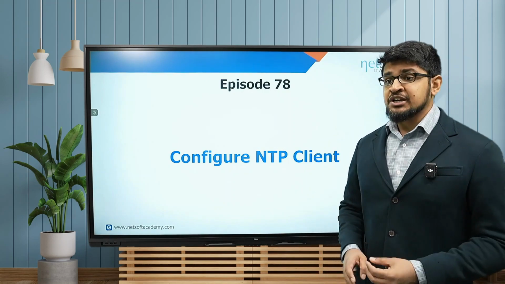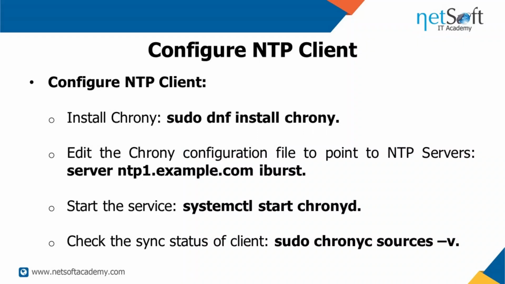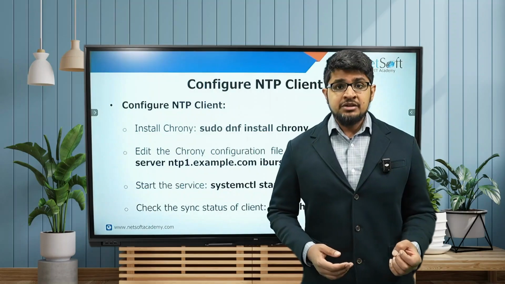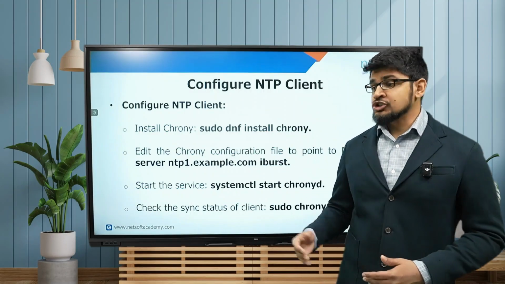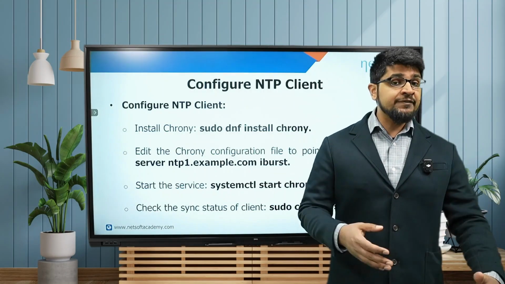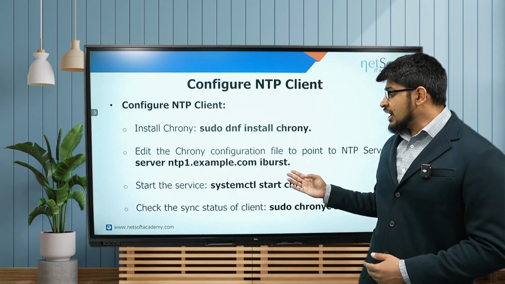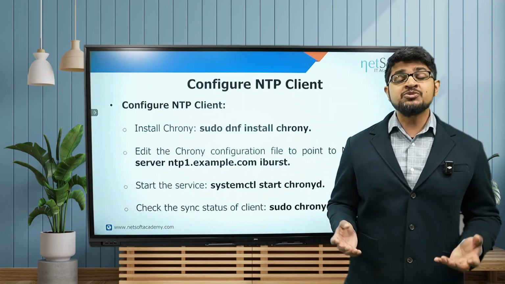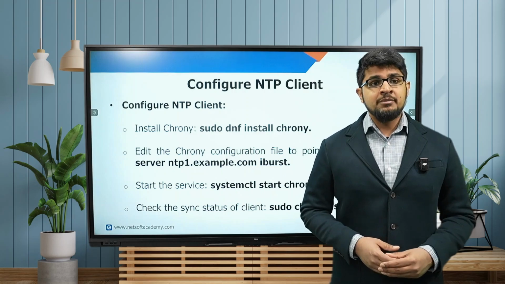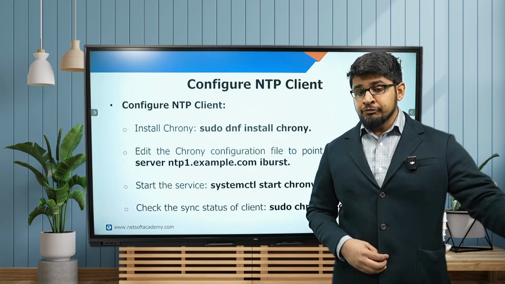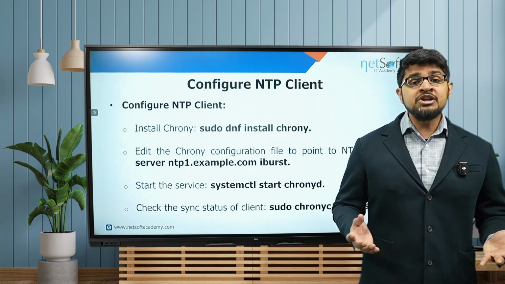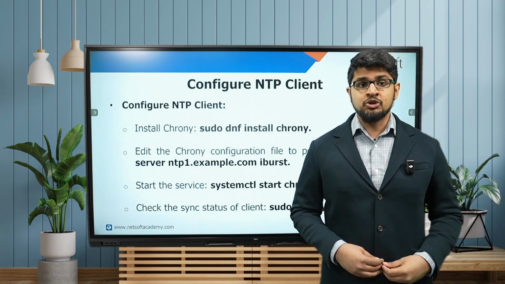You are going to be configuring an NTP client starting with installing the Chrony service, which is the application, or actually the package, that runs the NTP service. Then editing that configuration file to actually point to a specific time server. The iburst parameter here simply speeds up that synchronization by sending multiple requests in a row to speed up that synchronization with a time server.